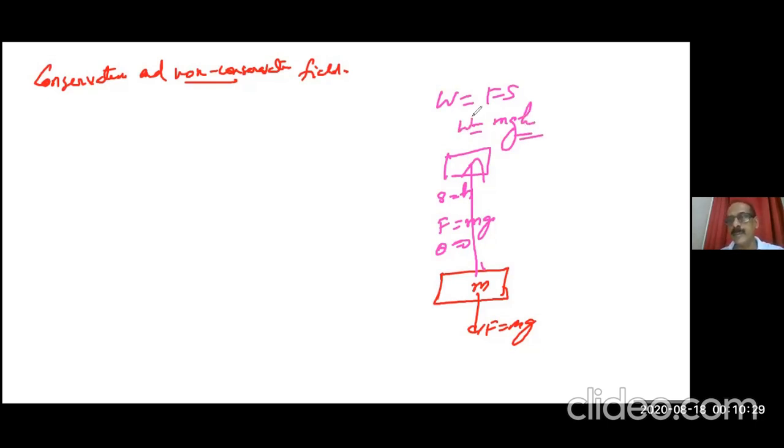Agreed? Yes, sir. Now, that derivation we'll do later, but now we'll come to this point. What is a conservative field? This is an object. First I'm lifting to a height h1. Then this is moving.